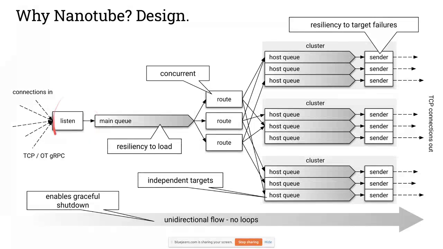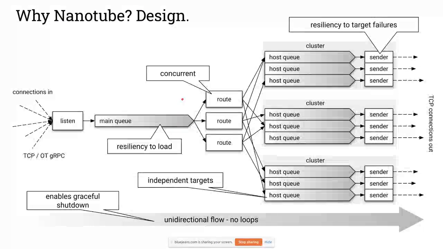So we have a listener that gets the connections in. So these are TCP or UDP, or it's OpenTelemetry gRPC. It transfers the data that it reads to the main queue. The queuing gives the resiliency to load. If there are short spikes, it will fill up. It has a limited capacity. If the spikes are too much, there will be some data drops, but it will be resilient. It will continue to operate even if overloaded.